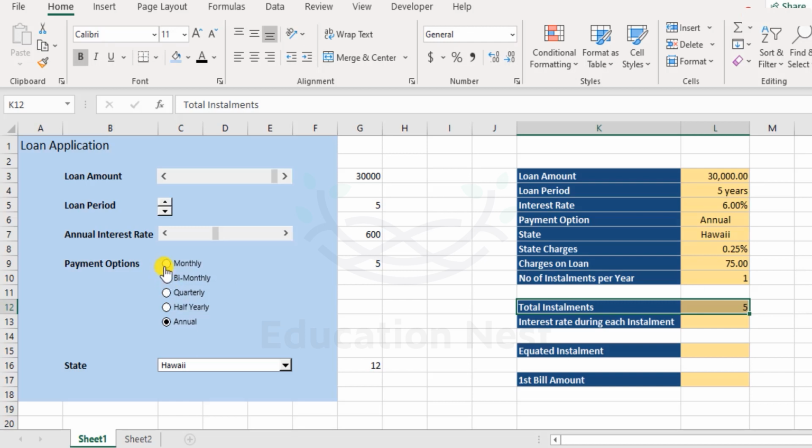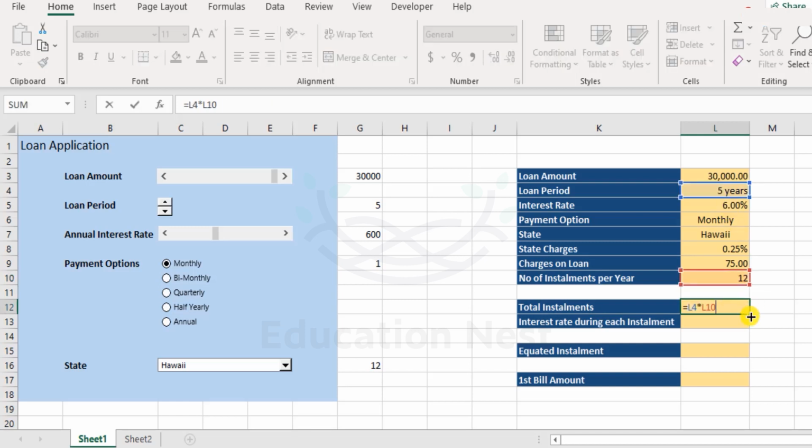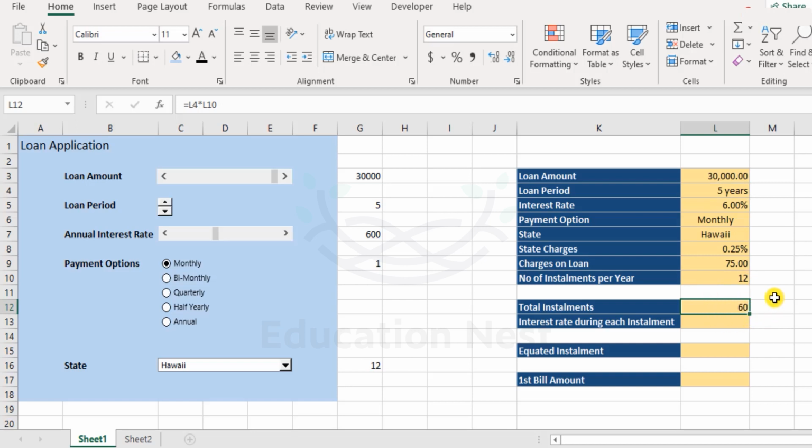Now, if I'm paying monthly, every year I'll be making 12 payments. And over the span of 5 years, I'll be making 12 multiplied by 5. That's 60 payments or 60 installments that I would be paying.